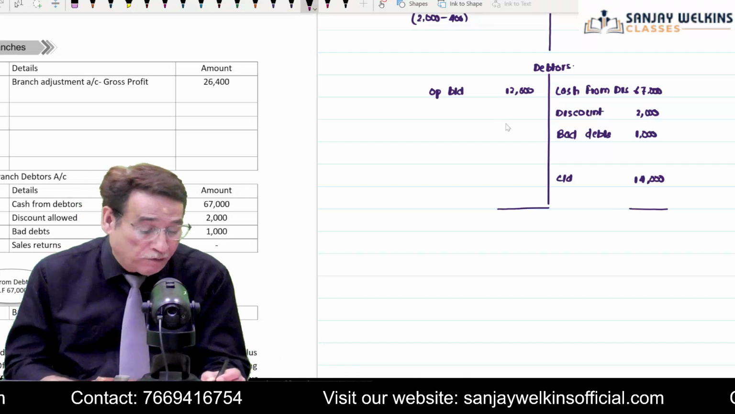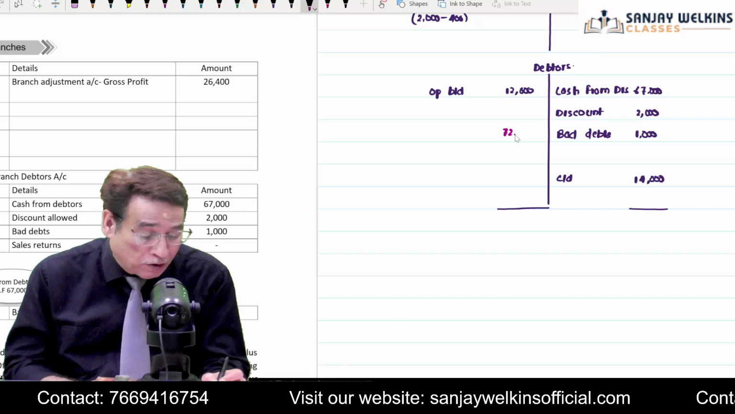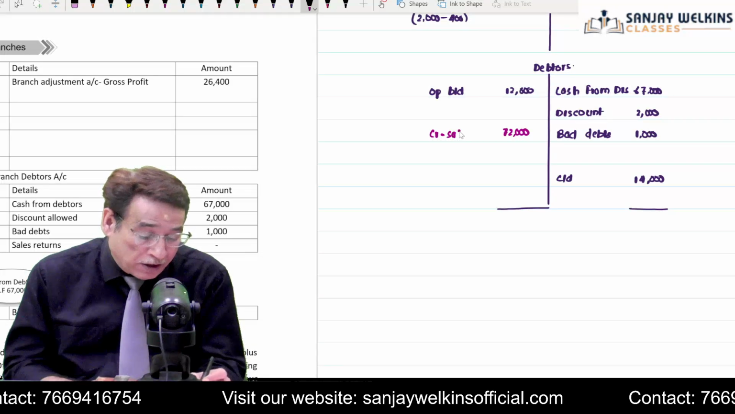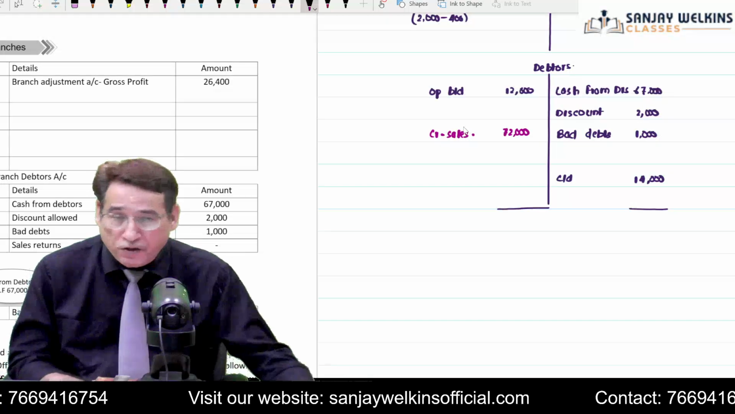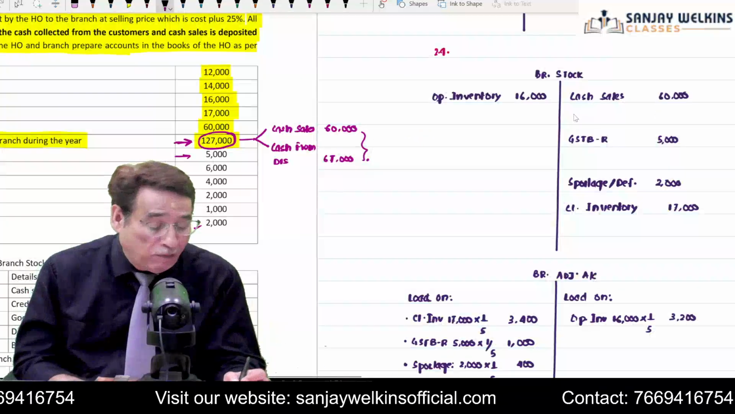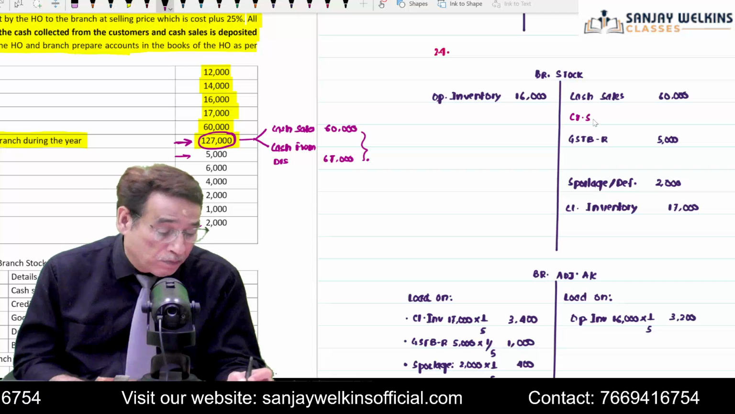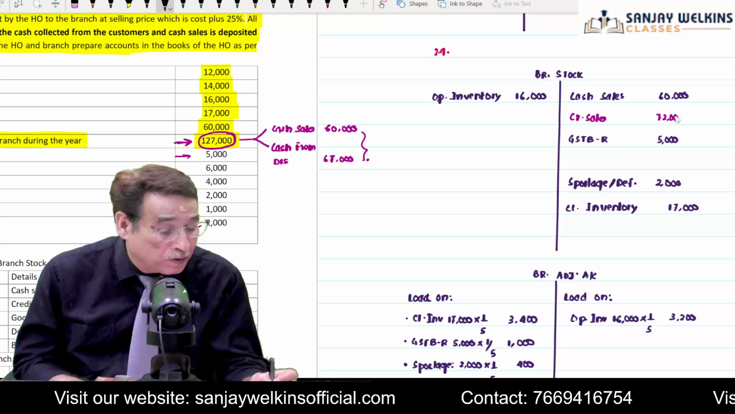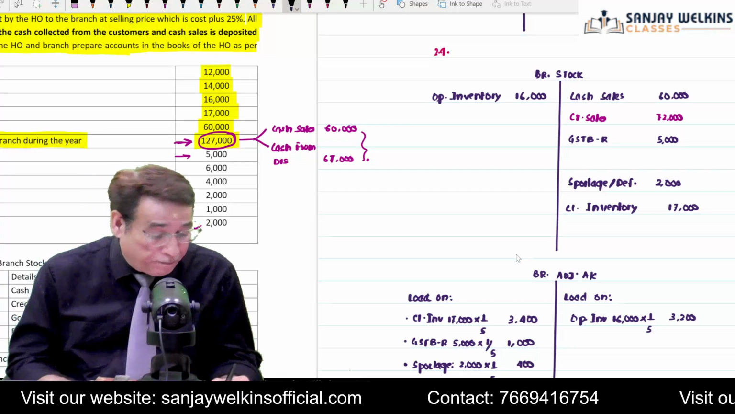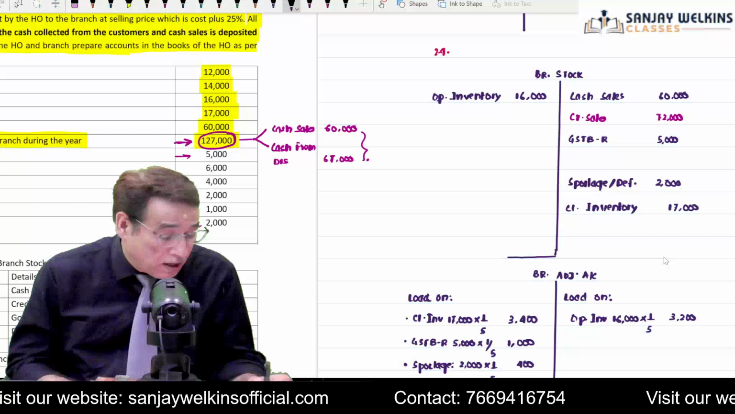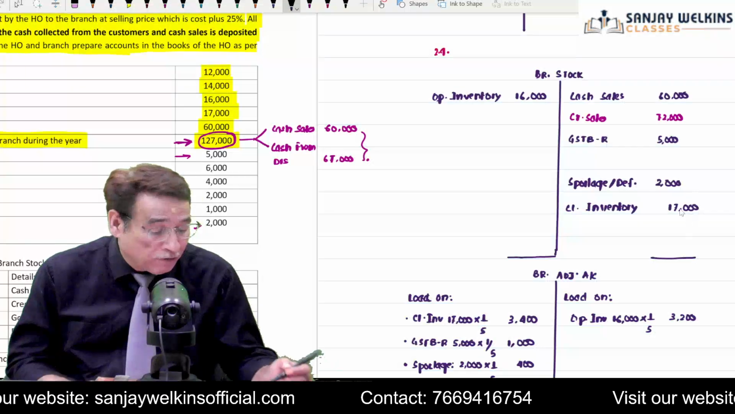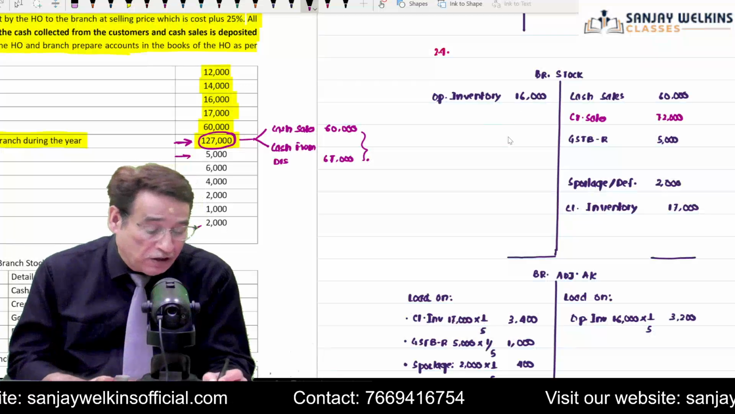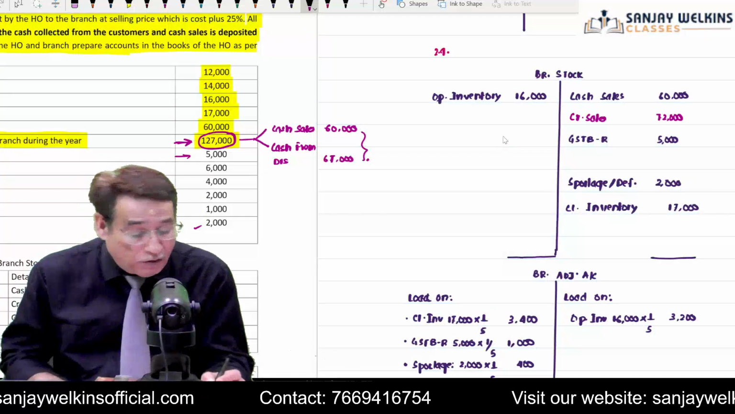So now you will be able to find it out. 70 plus 14, 84 minus 12. So 72,000 will be your credit sales. So credit sales you extracted now by balancing the debtors account. Now these credit sales will be written in the branch stock account also. Credit sales, 72,000. Very important question this is. Now I will tally branch stock account. And if I am going to tally it, it will be 1,56,000 total. And from 1,56,000, if I am going to subtract 16,000, I will get balancing figure of 1,40,000.